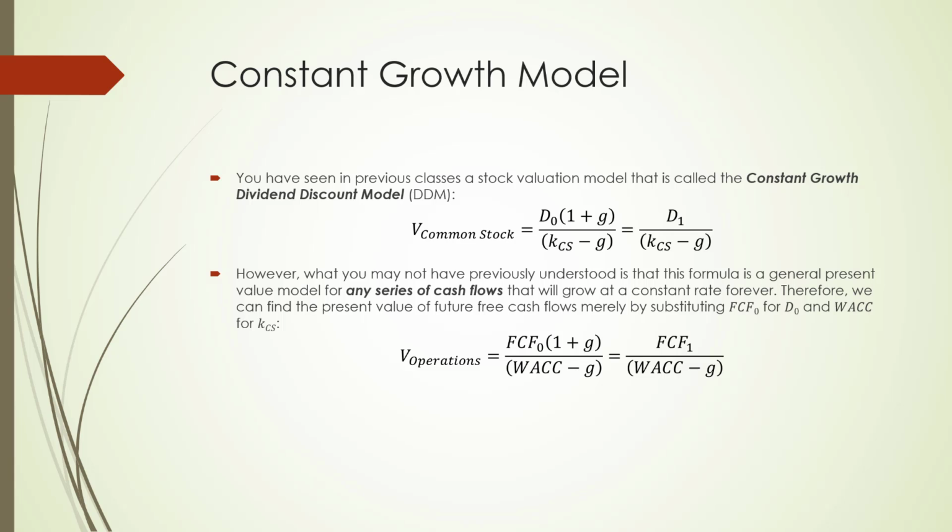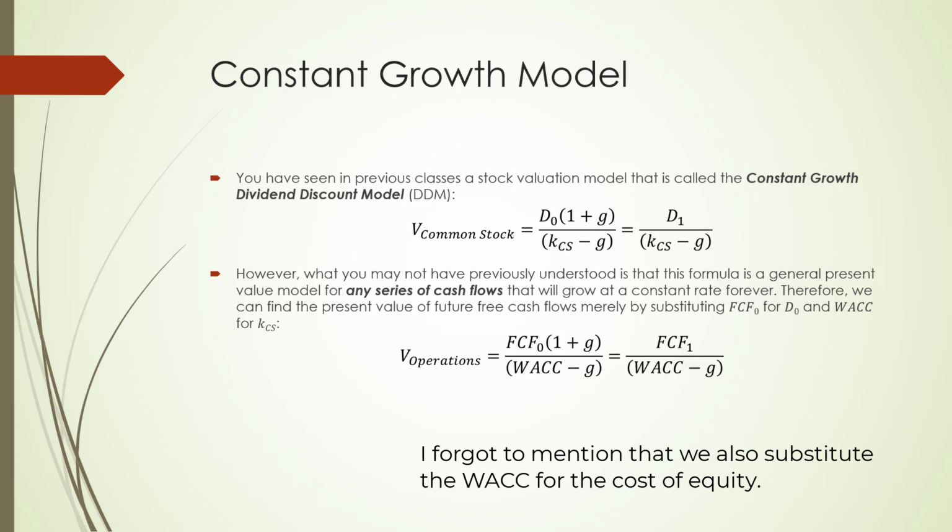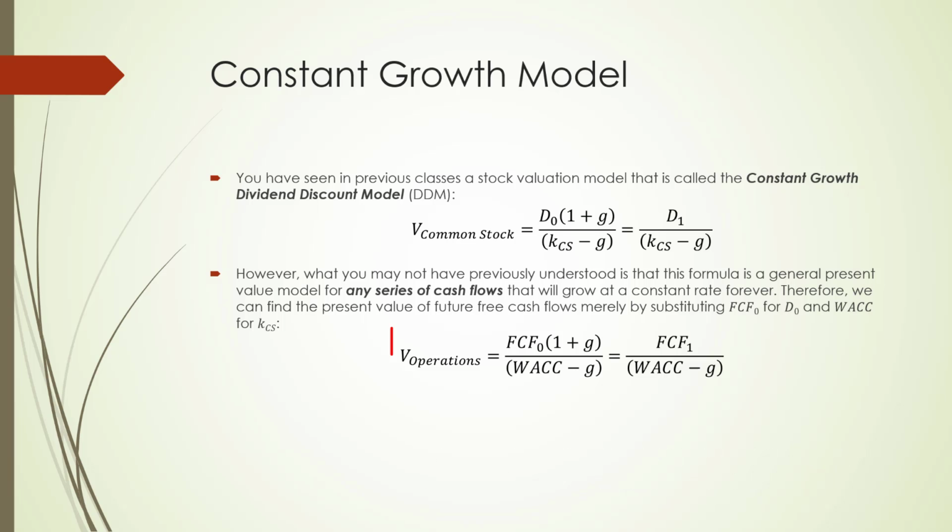This is actually a formula for finding the present value of any kind of cash flow that grows at a constant rate forever. And so remember our problem here. What we want to do is find the present value of a series of free cash flows that are going to grow at a constant rate forever. So really, all we need to do is substitute free cash flow for dividends in that formula. And you can see the result at the bottom of the slide here. Exactly the same formula, but now we're using free cash flows, and of course the present value of the future free cash flows gives us the value of the operations of the firm.